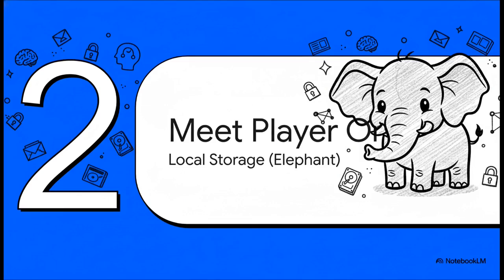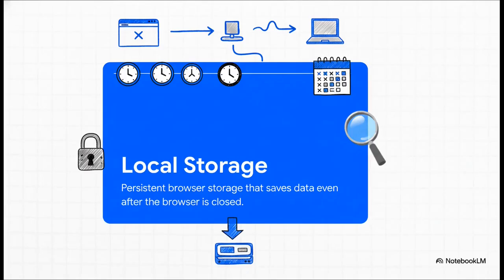Inside this world of web storage, we've got two main players. Let's meet the first one. Local storage. And the best way to think about local storage is to picture an elephant. Why? Because an elephant never forgets. The key word here, the one you really need to remember, is persistent. When a website uses local storage, it's basically telling your browser, hey, listen, I need you to hold on to this for a long, long time.